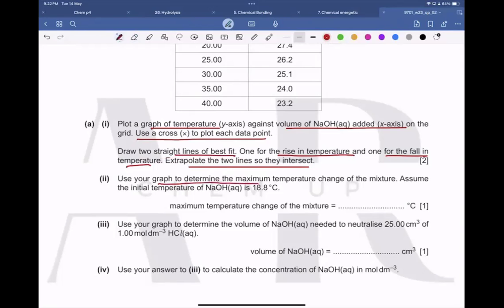Use the graph to determine the maximum temperature change of the mixture. Assume the initial temperature of sodium hydroxide is 18.8 degrees Celsius. The maximum temperature change of the mixture is what we have to find from the graph. Use your graph to determine. So these are the rest of the steps. First, make the graph.